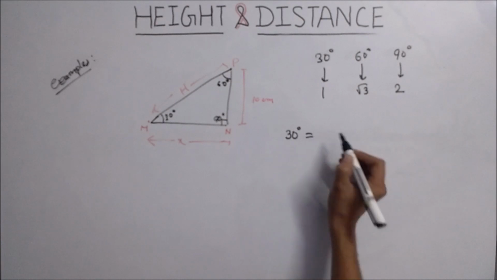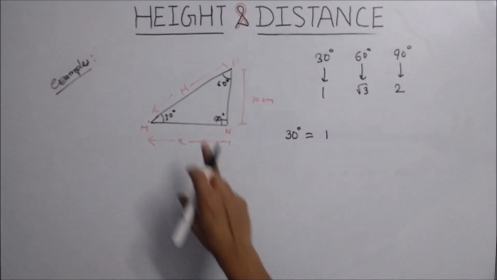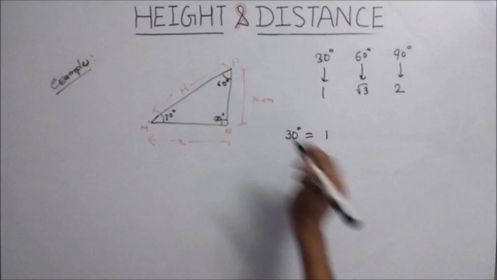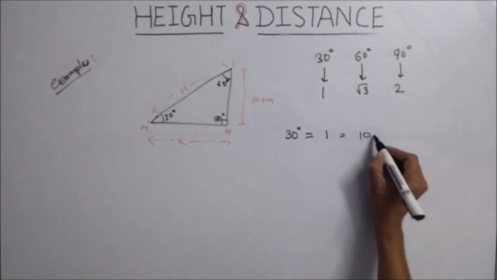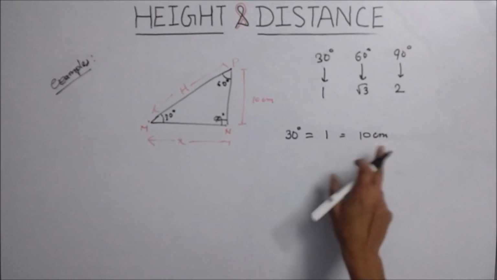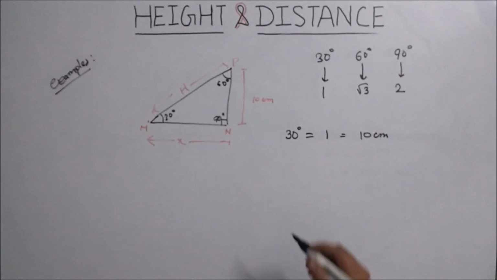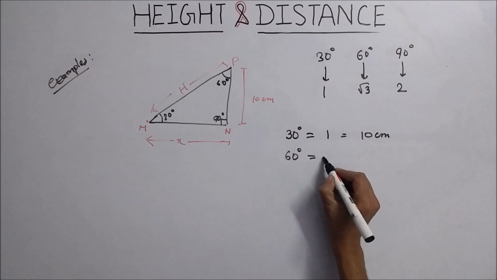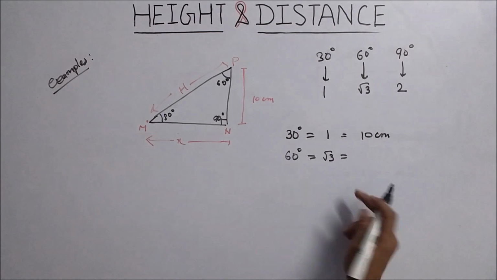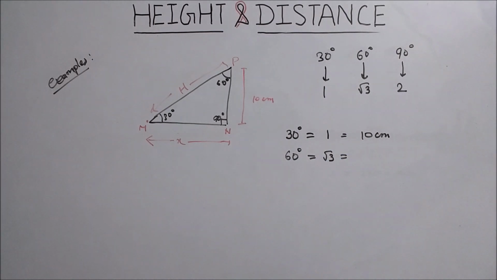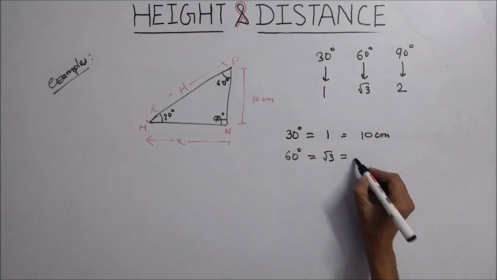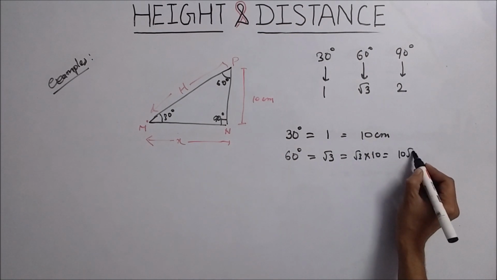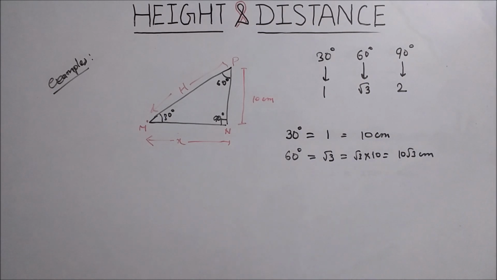30 degree value is 1 here. If we're talking about the question, what is the value of the 30 degree side? That is 10 centimeter. So that means 1 is equal to 10 centimeter. If we talk about the 60 degree, what is the value here? It's root 3. When 1 is equal to 10 centimeter, then root 3 is equal to root 3 into 10, that is 10 root 3 centimeter.